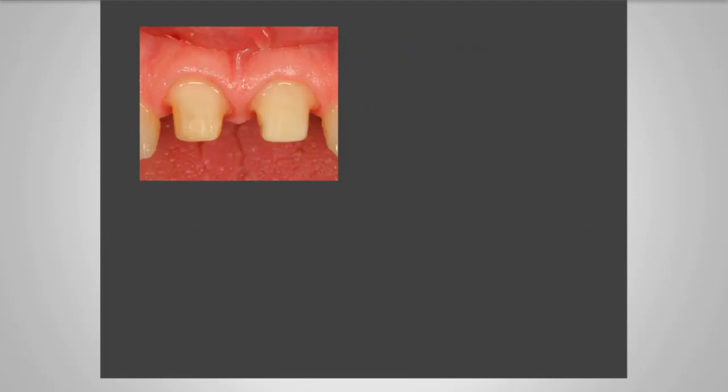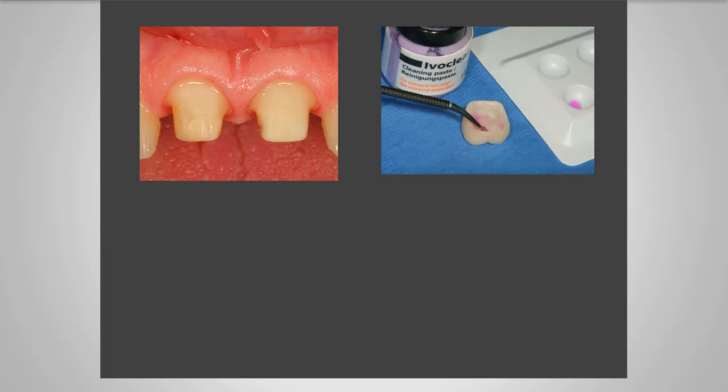Now, traditionally when I'm using zirconium, I will always use IvoClean, which cleans up, decontaminates the surface. If you're doing try-ins, phosphates in the saliva can contaminate the inside of the zirconium and decrease the bond strength of any cement. So products like IvoClean will clean up the inside of the restoration prior to cementation.